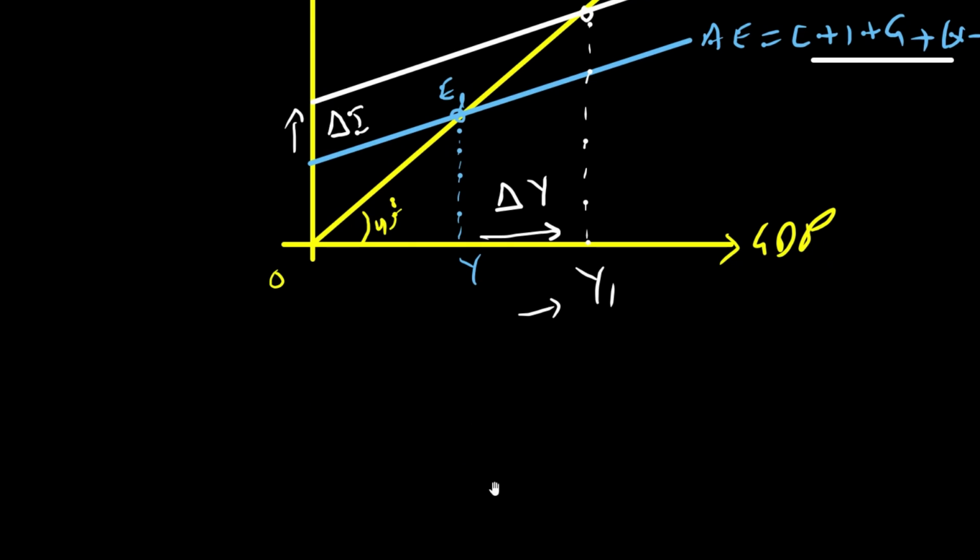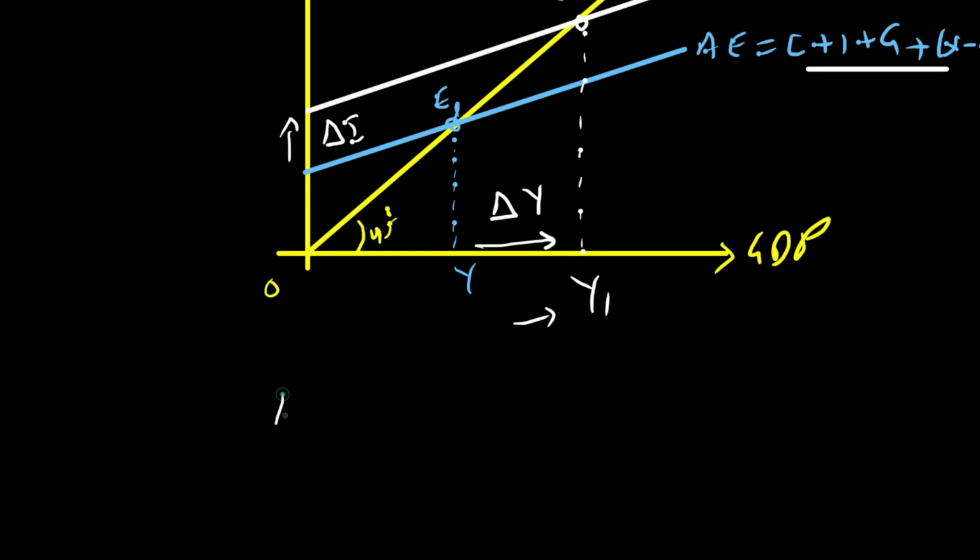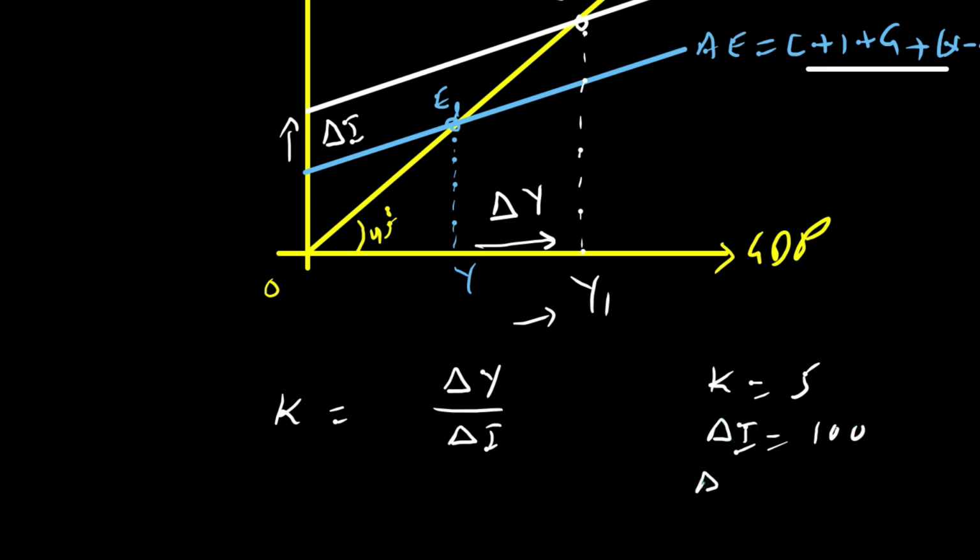Multiplier is some constant value which shows that an increase in investment leads to a multiple times increase in national income, and multiplier is written as change in income over change in investment. Let's assume that the multiplier is equal to 5 and we change investment by $100. This delta sign is used for change in economics. So then what should be the change in income? You can just put these values in the formula. So 5 is equal to change in income over 100.